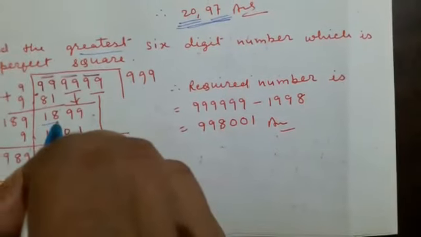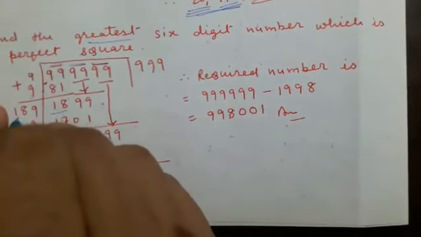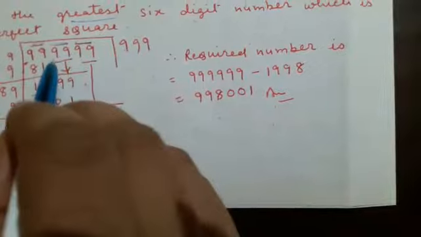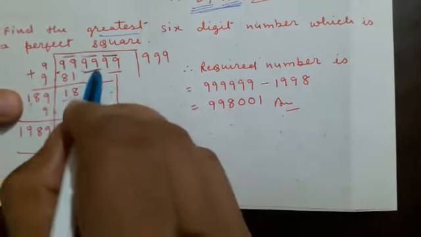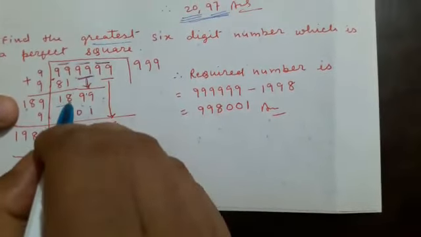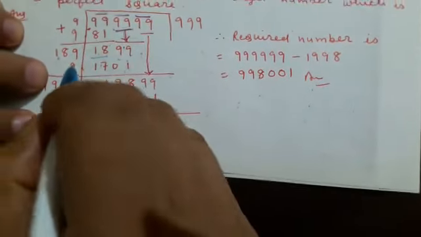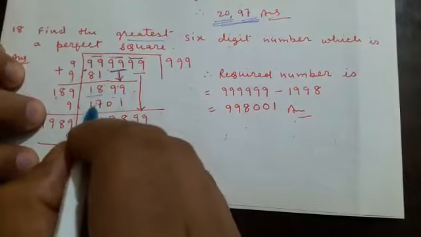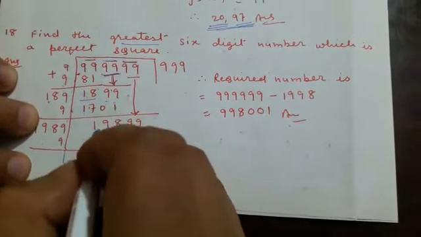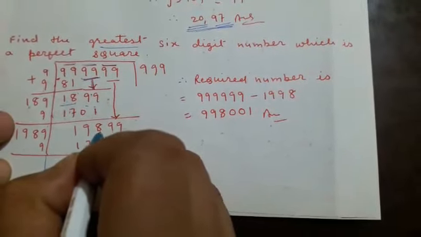By subtracting we'll get 18. Now here 9 plus 9, 18. Next, these two digits 99 will come down, so it will become 1899. By which number again will we multiply? By 9, it will go 9 times. So by multiplying we will get 1701. By subtracting, here we will get 198.